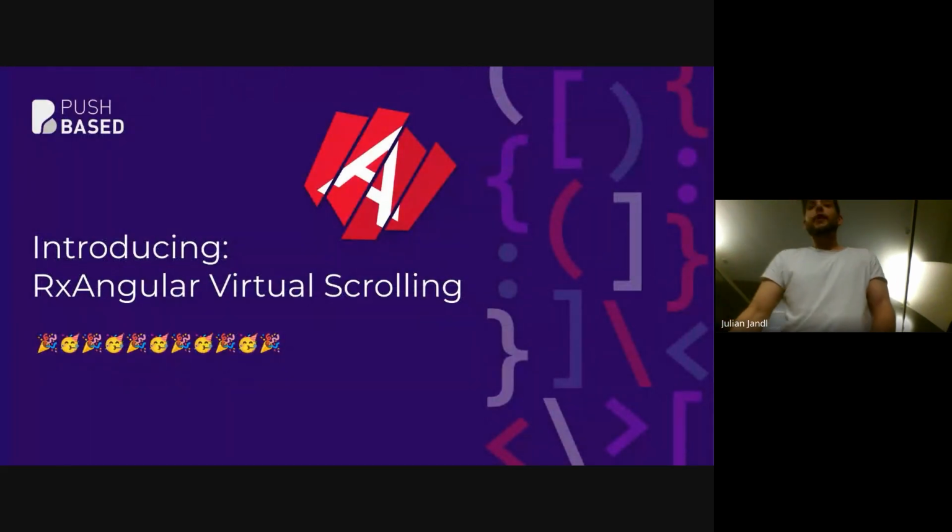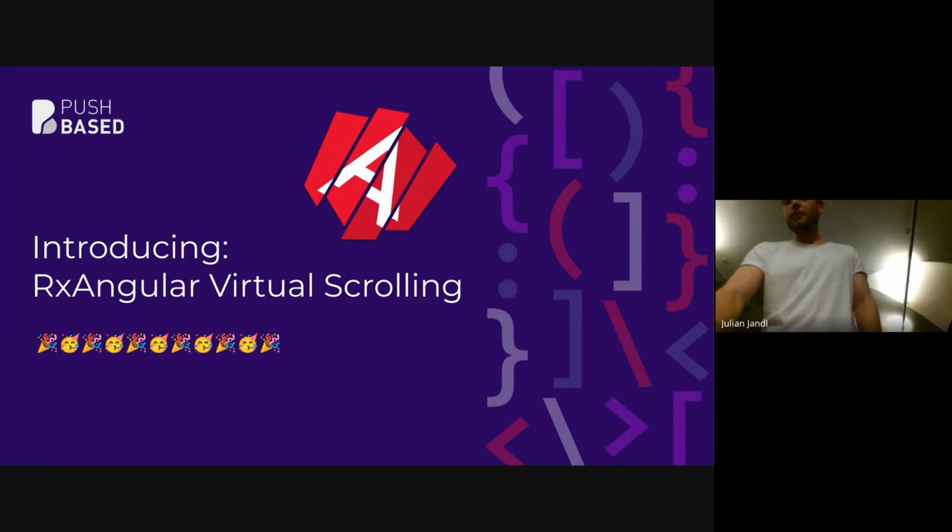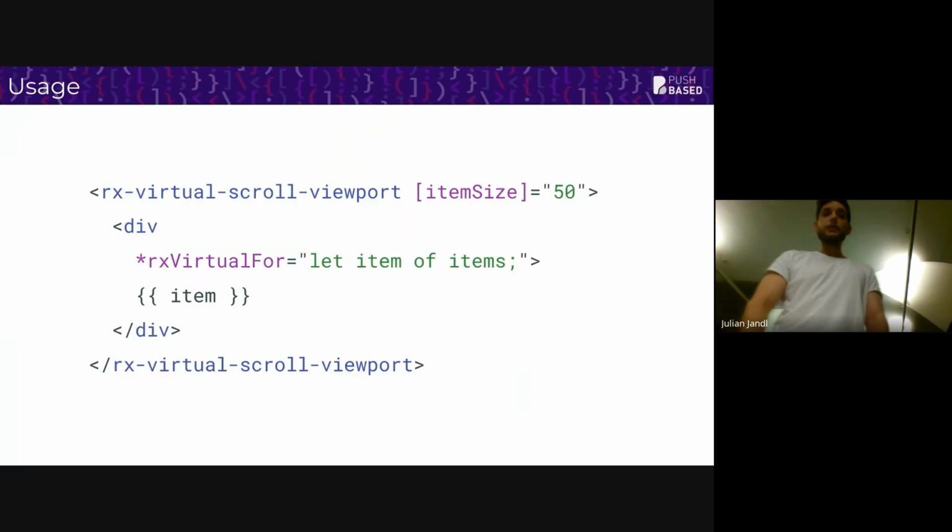And now it's time to finally introduce RxAngular virtual scrolling, where we tried to bake in all those concepts to make a very beautiful virtual scrolling experience. So how do you use it in the DOM? It's basically the same as the CDK one. You just replace the CDK with Rx and you're good to go. You have a viewport. You have, instead of ngFor, now rxVirtualFor, and you render your items.